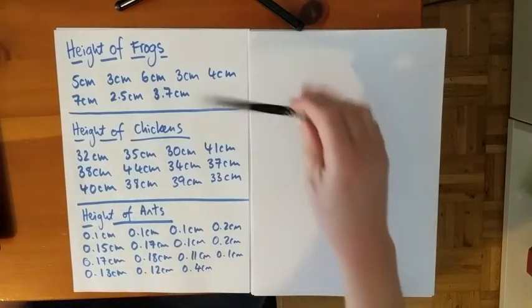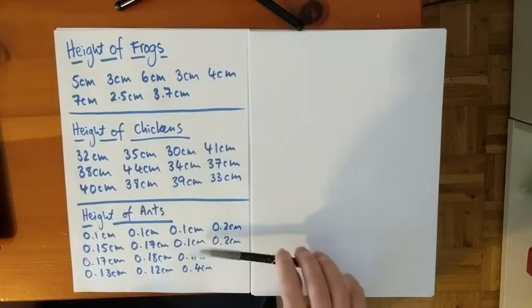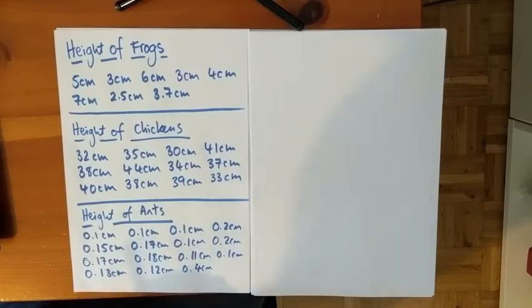I've got three sets of data here, one for the height of frogs, one for the height of chickens, one for the height of ants. I collected all this data this morning, very accurate. But there's a big difference between these three different groups. It's how many there are. And the number of items makes a difference to where the median and where the quartiles are. So it's worth considering the difference.